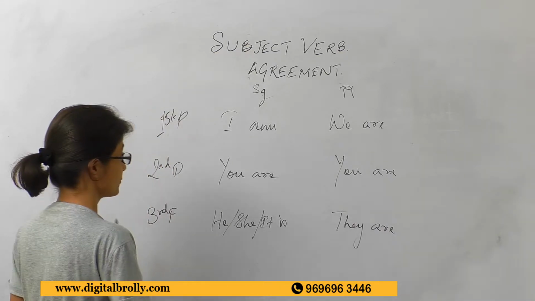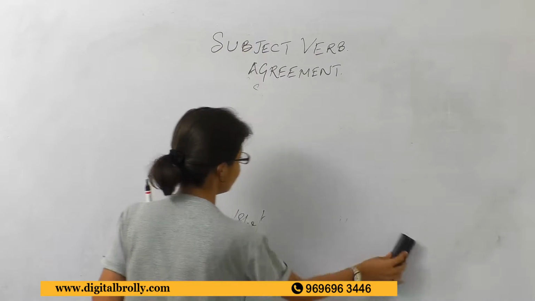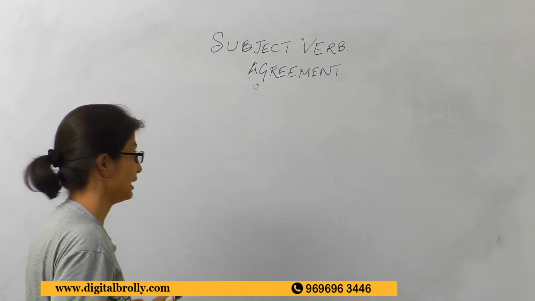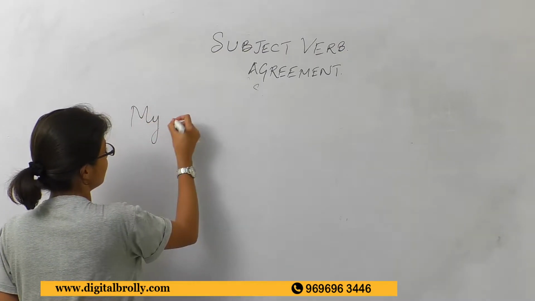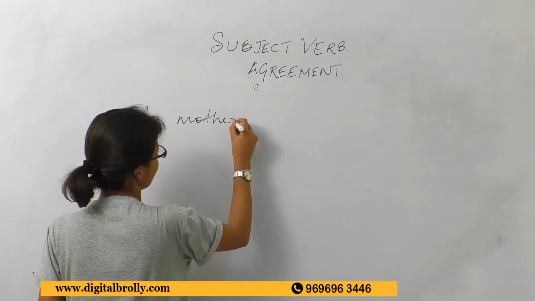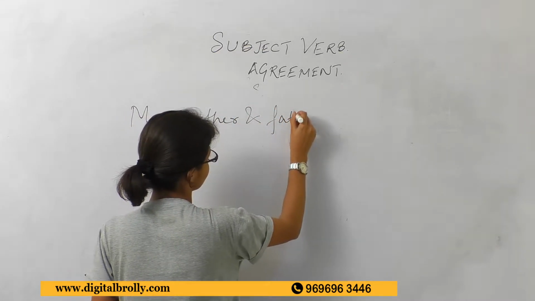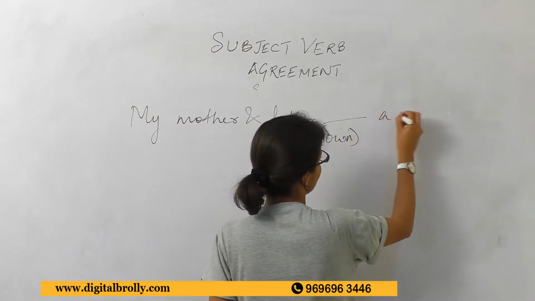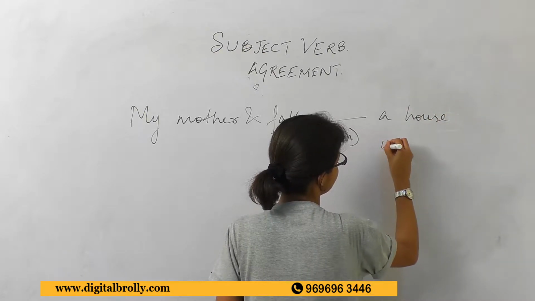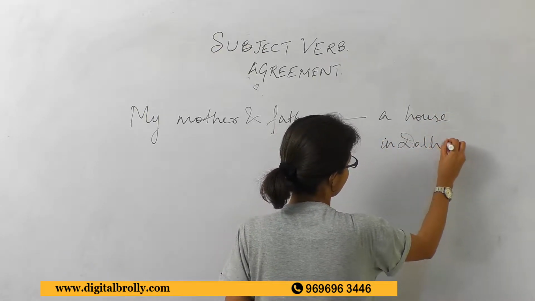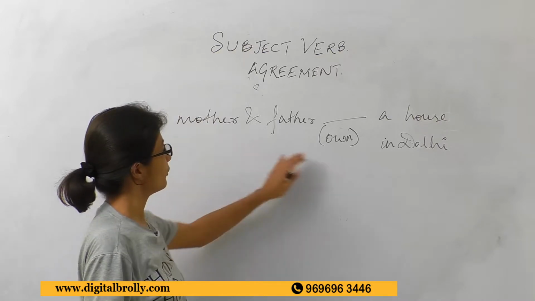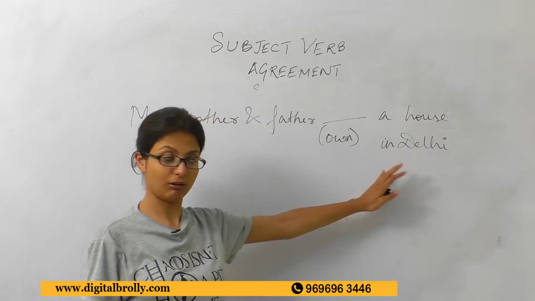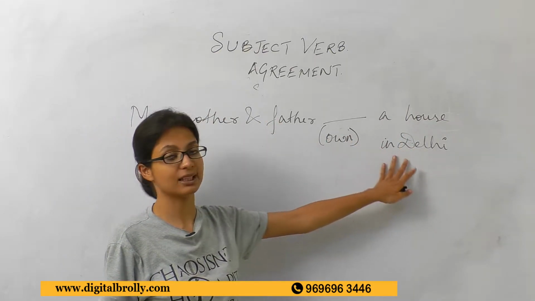Now, we often get confused when there are too many nouns in the third person mentioned together. I'll give you an example. My mother and father, your verb is own, a house in Delhi. Now, whether you will have own or owns. My mother and father own a house in Delhi, or my mother and father owns a house in Delhi.